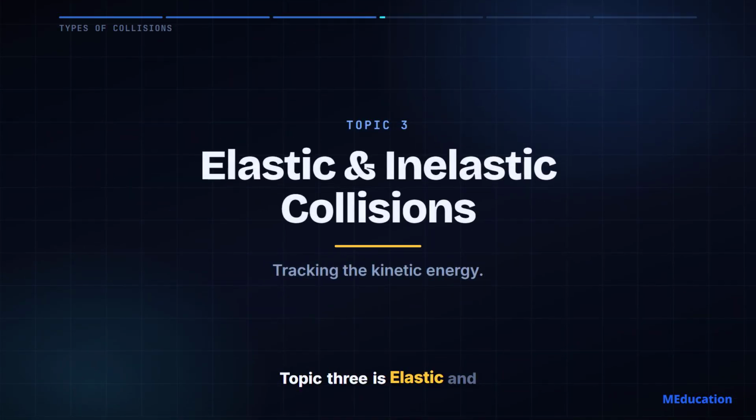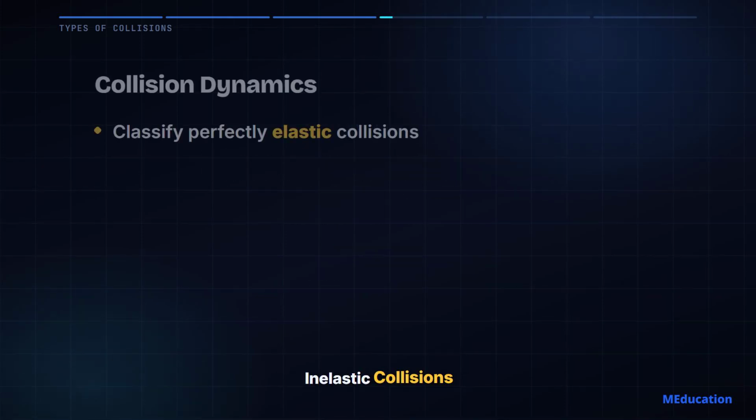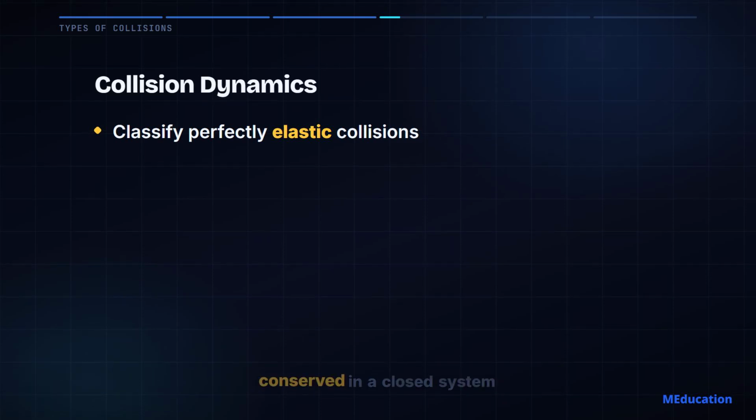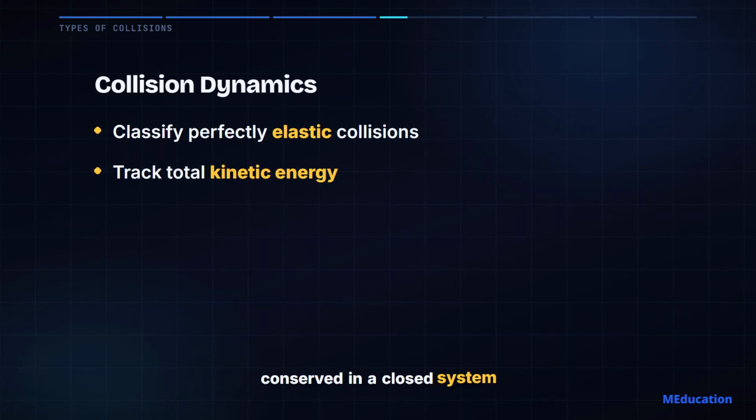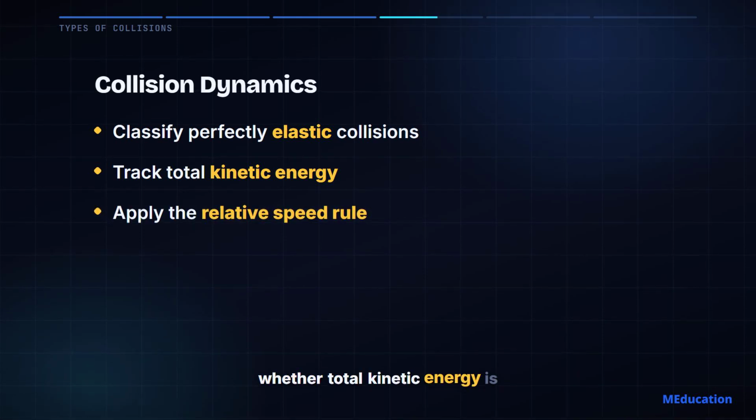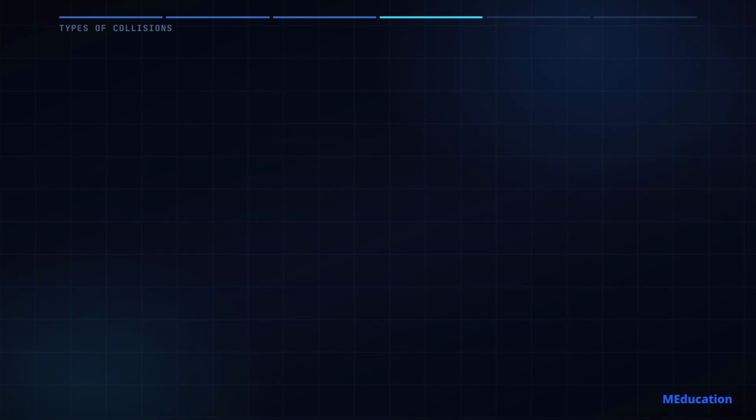Topic 3 is elastic and inelastic collisions. While total momentum is always conserved in a closed system, total kinetic energy is not. You will learn to classify perfectly elastic collisions based on whether total kinetic energy is perfectly conserved. You will track the energy before and after impact, and you will apply the relative speed rule to bypass pages of messy algebra in Paper 2.